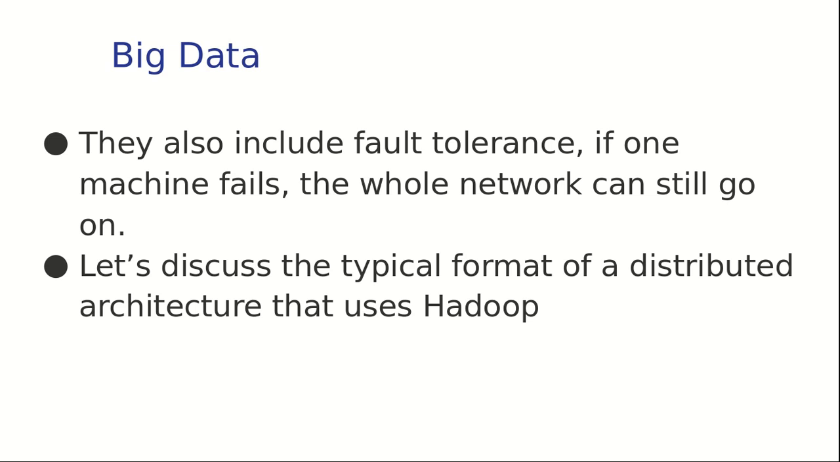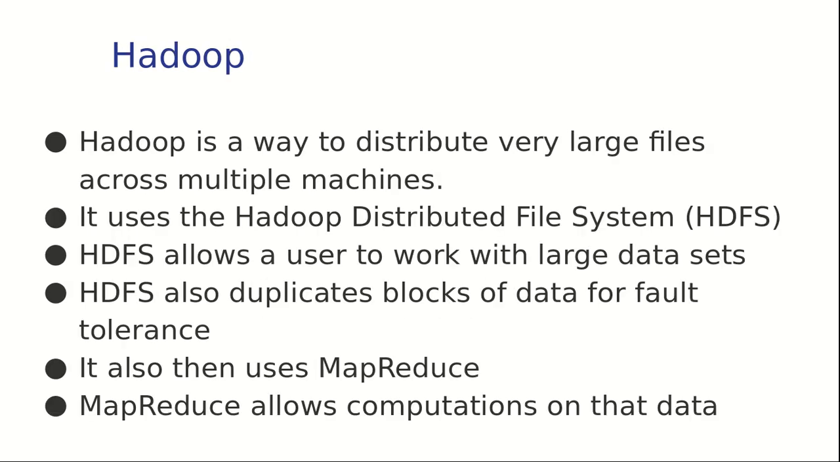Let's discuss the typical format of distributed architecture that uses Hadoop. Basically, distributed architecture is given by Hadoop. Hadoop is a technology. It's a combination of a distributed file system along with a computation layer like MapReduce. So the combination of a distributed file system and MapReduce is called Hadoop. Hadoop is a way where you can distribute very large files across multiple machines.